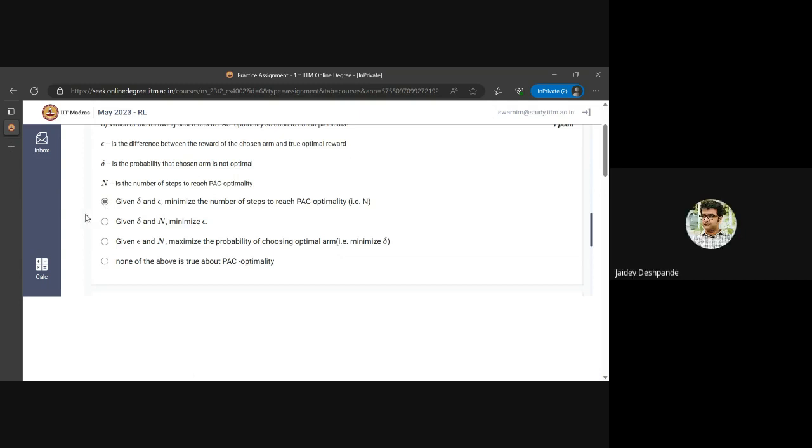Epsilon is something you cannot minimize. Number of steps: PAC doesn't say anything about minimizing the number of steps itself. It doesn't ask that. What it is trying to say is, this is the expected error, and you are happy with epsilon.